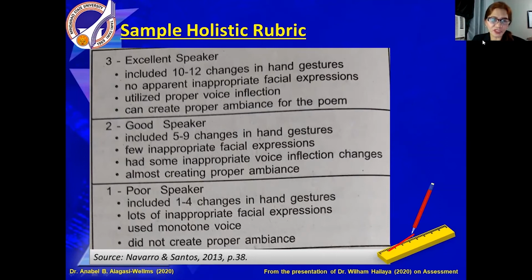And then you're a poor speaker if you included 1 to 4 changes in hand gestures. So if you see this in your student, you give 1. Or lots of inappropriate facial expressions, used monotone voice, did not create proper ambience for the poem. See? So you are going to use a rubric in the performance of the student. In this particular rubric, you're assessing how the student delivers a poem.